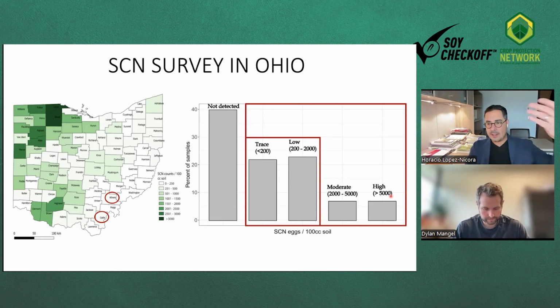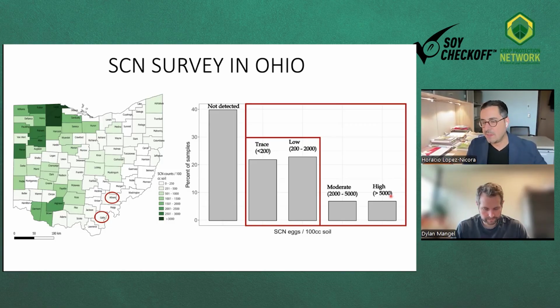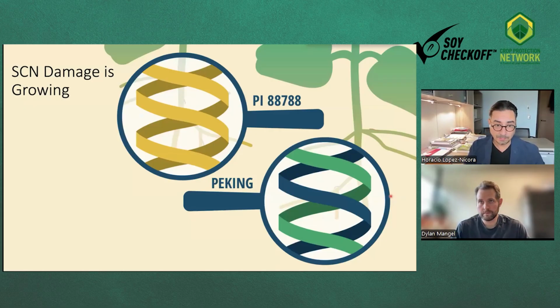Now, when we look at the map of Nebraska, Ohio, and any other state, and the distribution of the nematodes across North America, the next question is, are all these populations behaving the same? And unfortunately, the answer is no.